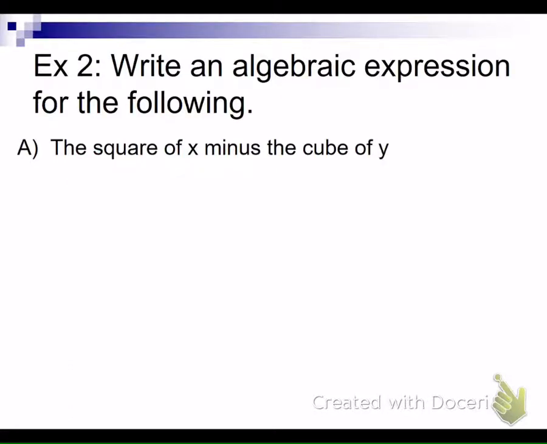All right, example 2. We are going to write an algebraic expression for the following. The square of x minus the cube of y. x to the second minus y to the third. Yep, cubed means third, squared means second. What are your questions?